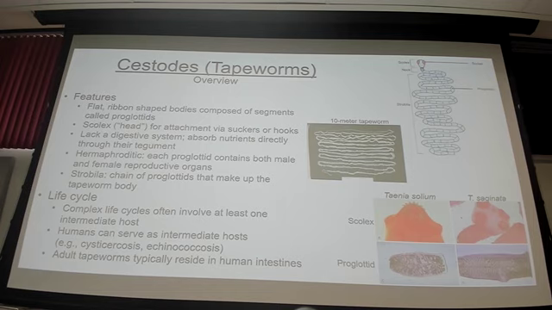You don't have to know that, just know that that's how we identify them. And then the eggs themselves can be useful. So we'll talk about eggs, which are far more likely to be seen in O&P specimens. So not always, but sometimes useful.